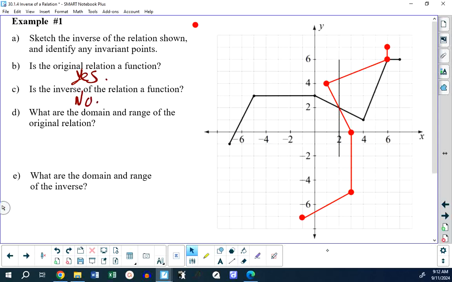Okay, what are the domain and range of the original? Well, this is easy. The original goes from -7 for x up to +7.